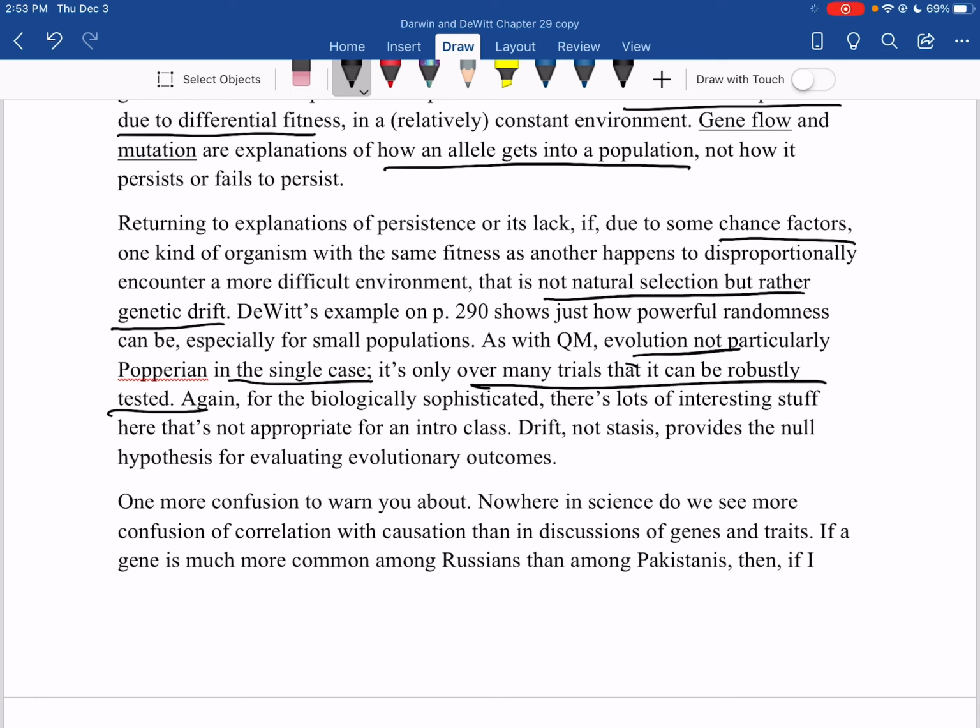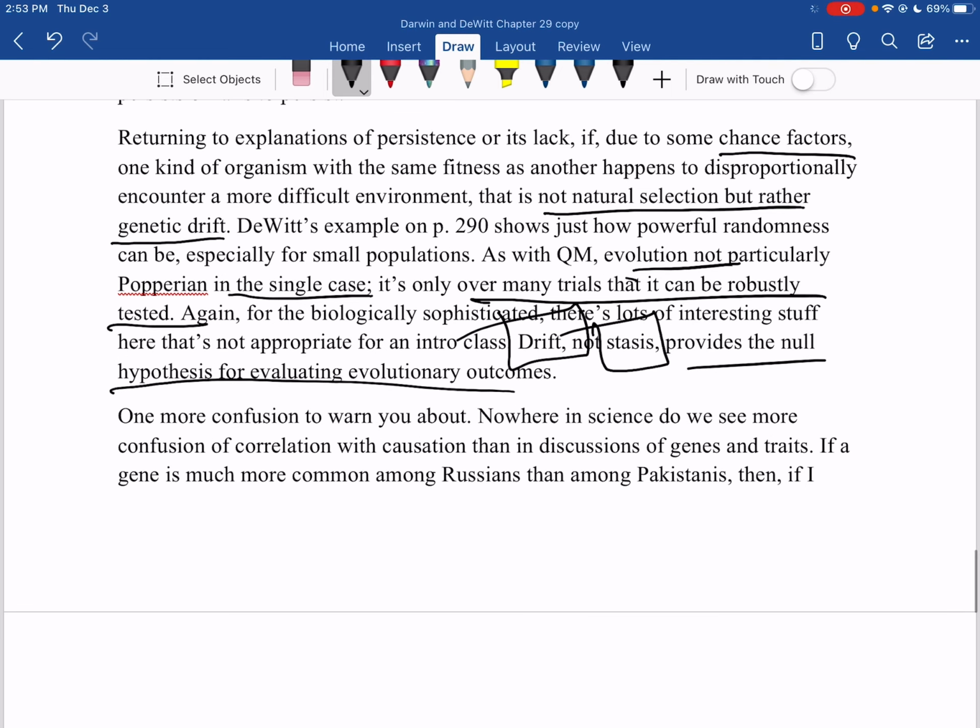So if you know anything about statistics, the null hypothesis against which you evaluate evolution by natural selection is not constancy. It's not the gene staying the same. It's a hypothesis based in genetic drift, how much chance variation you would expect. And then you explain that variation that is not due to chance as potentially due to natural selection.